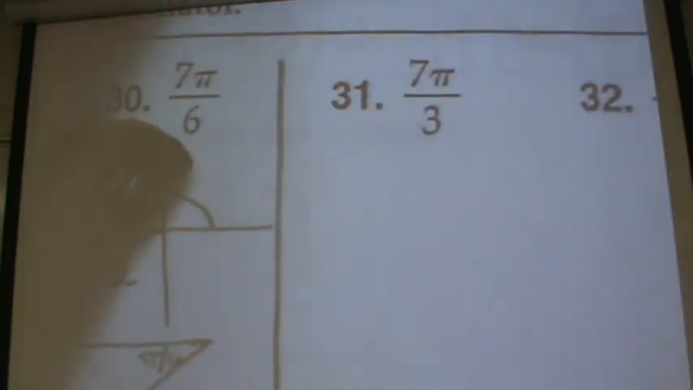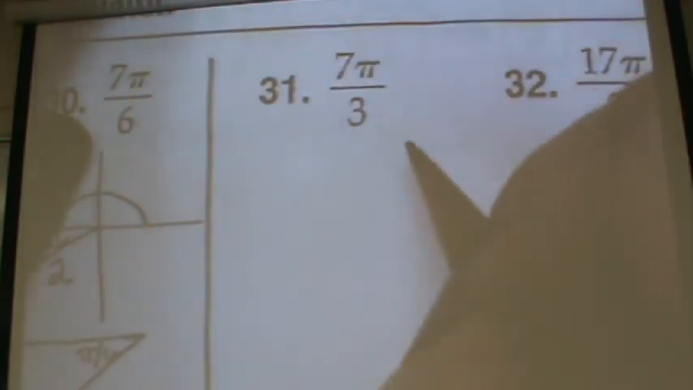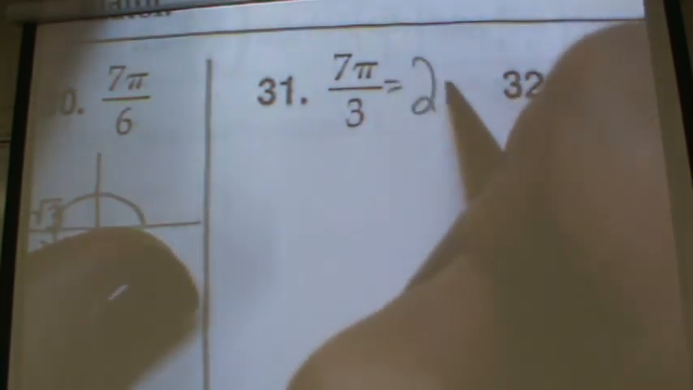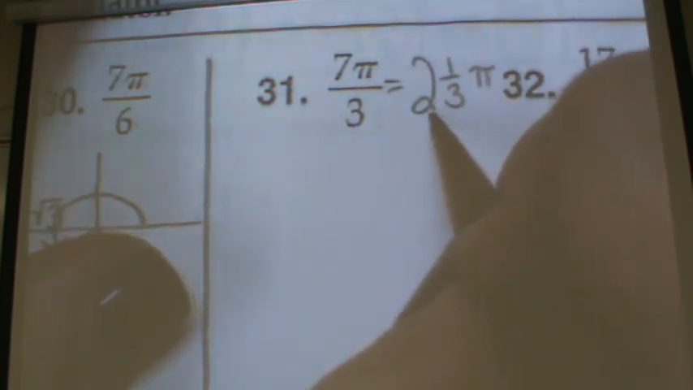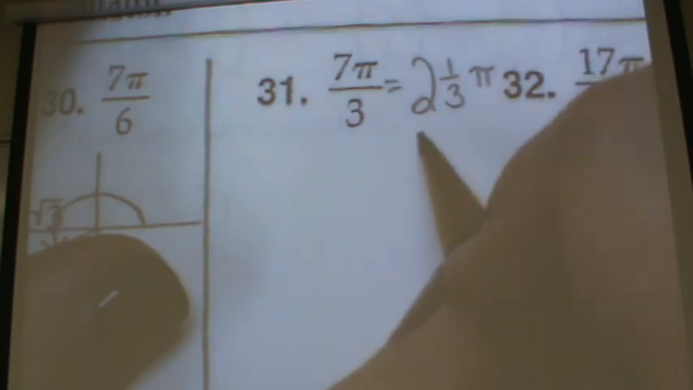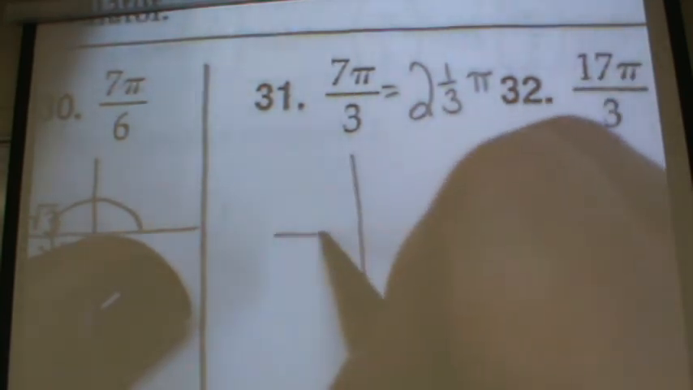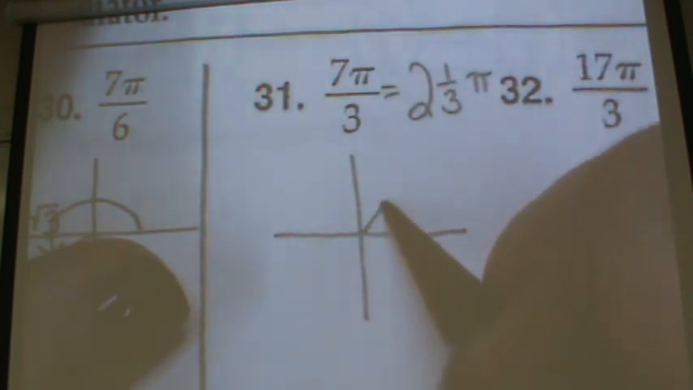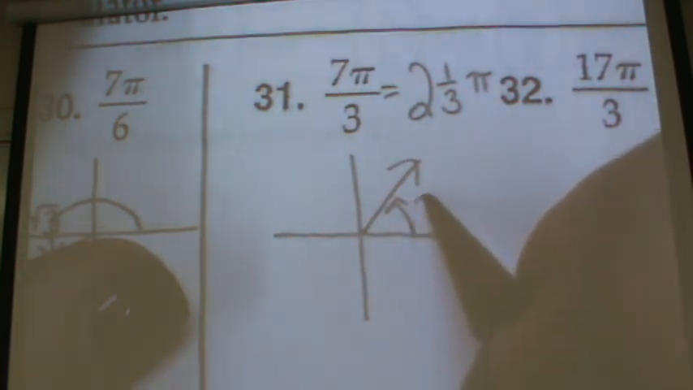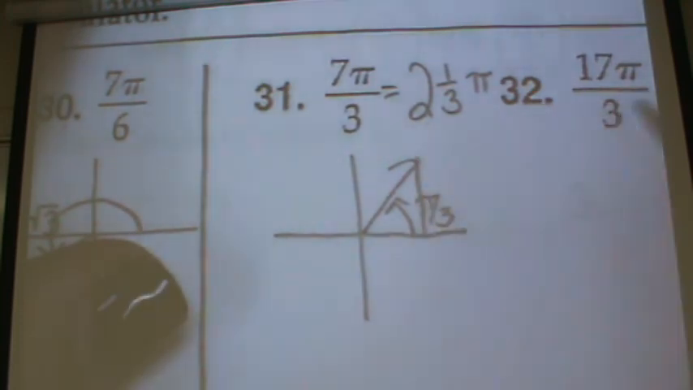Let's just do the odds. 31. How many times does 3 go into 7? 2 and a third. So this is too big. We're gonna take 2 pi out of this. What's left? A third. Where's a third? Quadrant 1. This is pi over 3, and that's your reference angle too. When it's in quadrant 1, it's easy.